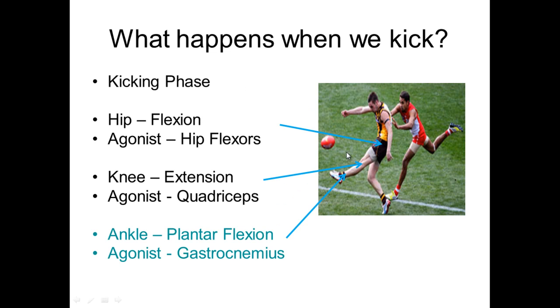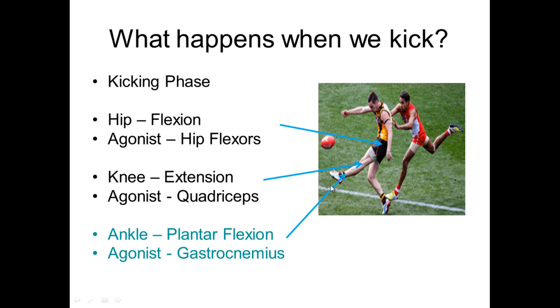Now looking at this individual here, the leg has come through, and you can see here that this angle is shortening, and so the hip is in flexion, and the agonist for this is the hip flexor. So at this point the hip flexors are contracting and undergoing isotonic contraction, and therefore the other muscle, the gluteals, the antagonist at this point, is relaxing. The knee is in extension, and again you can see here that the quadricep is quite pronounced, so that's undergoing an isotonic contraction. The antagonist, the hamstrings, are relaxed at this point.